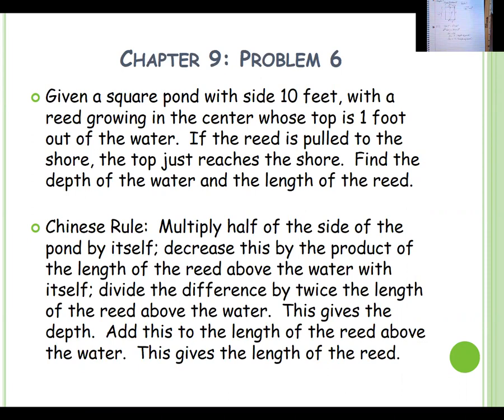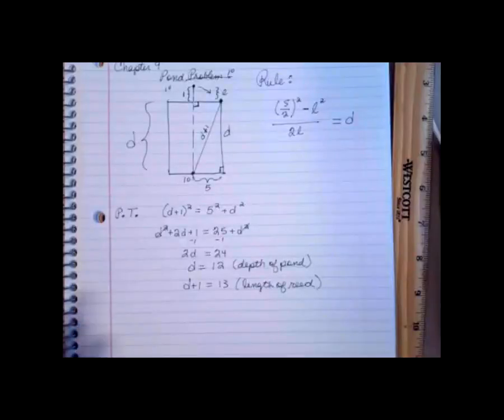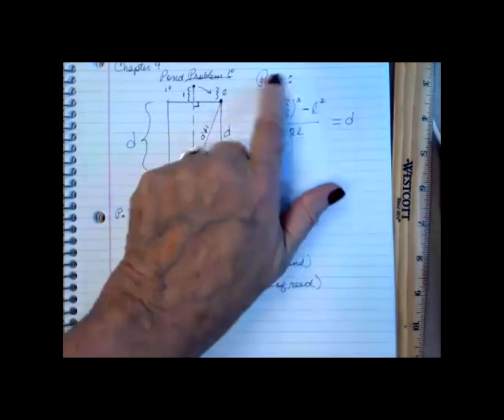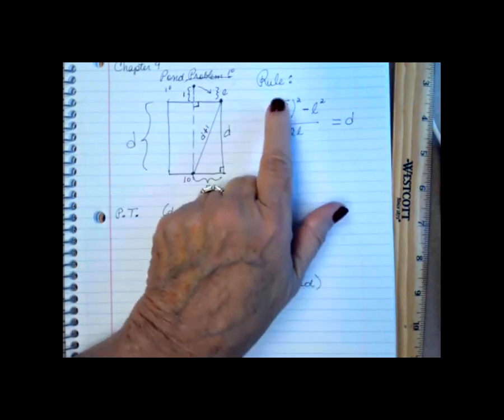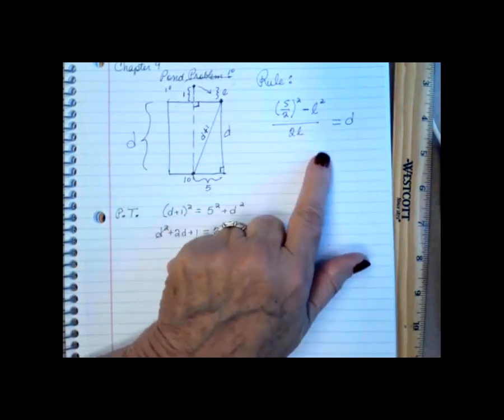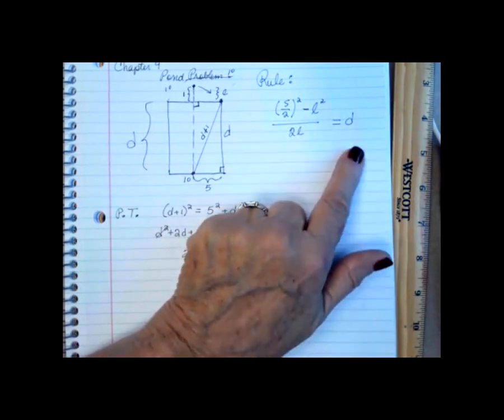Divide the difference by twice the length of the reed above the water. So divide that by 2L. And this gives the depth. Add this to the length of the reed above the water, and that will give you the length of the reed. All right, let's go back over here. Stop sharing. All right, so when I algebratized that, this is what my equation looks like. S over 2 squared minus L squared over 2L equals D.